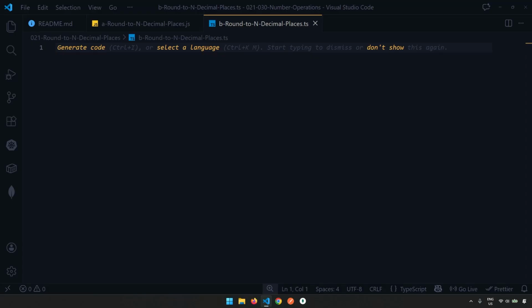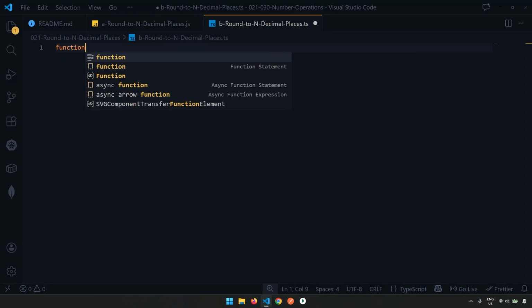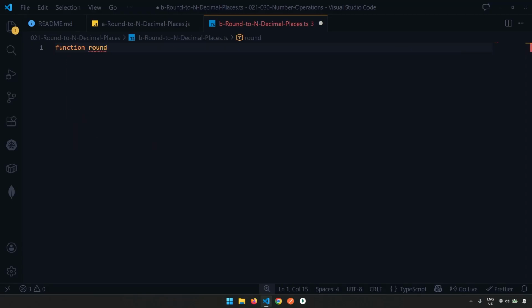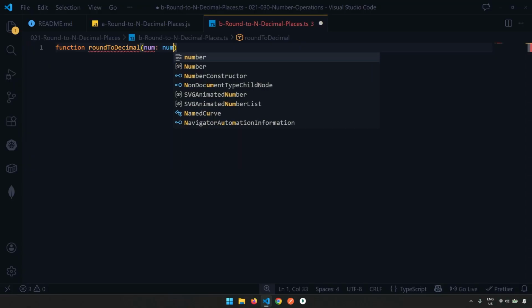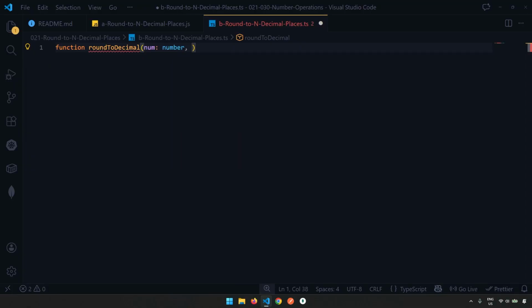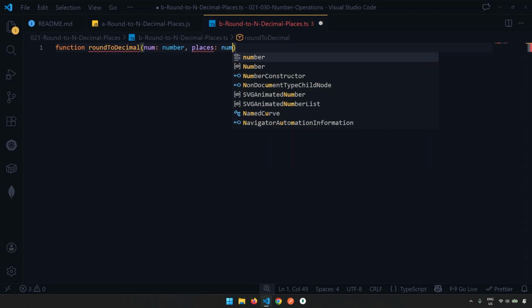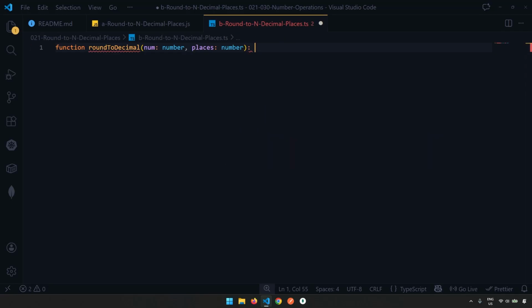Well, the first thing we must do is create the function. That's going to be roundToDecimal, and that's it. There is just one solution for TypeScript. We have a number that is going to have a type of number. We're going to have another parameter, which is places. The type of this is number as well. What this function returns is going to be another number. This is very good for type safety. So the first thing is we create the multiplier.